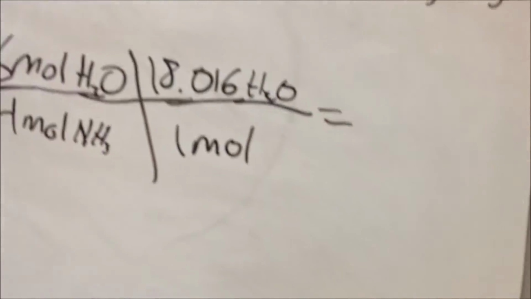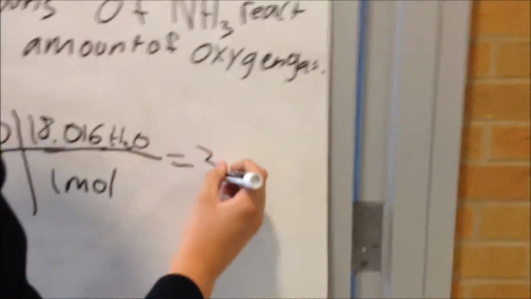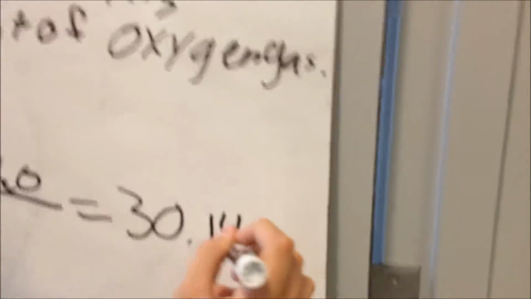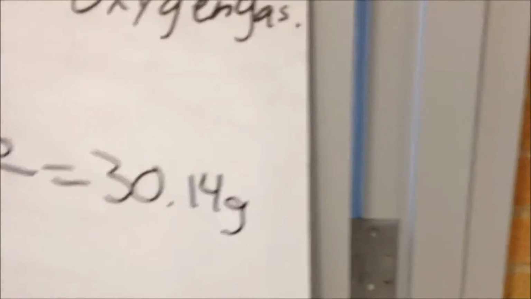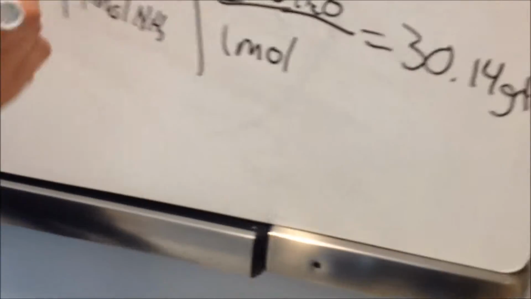So now you need to solve it. First you have to multiply 19 divided by 1, multiply it by 1, divide that by 4, multiply it by 6, divide that by 1, multiply it by 18.016. So then that would give you 30.14 grams of H2O. Alright, so that's the first part. Remember 30.14. So you just write that down.